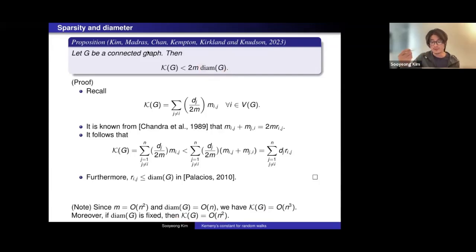So you might be wondering if this upper bound is sharp. In other words, can you find any family of graphs whose Kemeny's constant is of order n cubed? We have seen families, right? Path and cycle. Those two families are of order n squared. Can you find such a thing? Then the answer is yes.